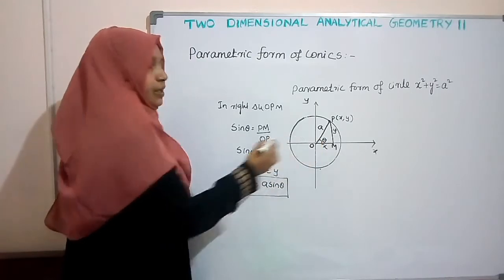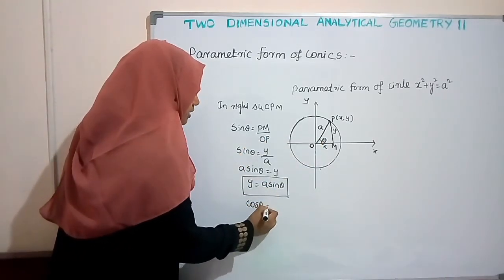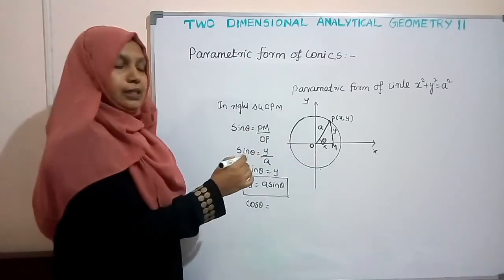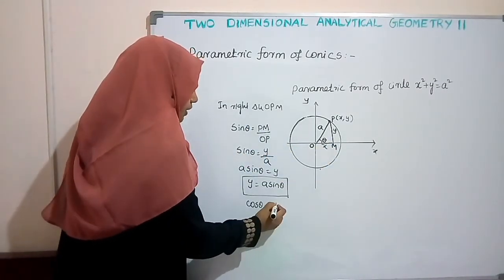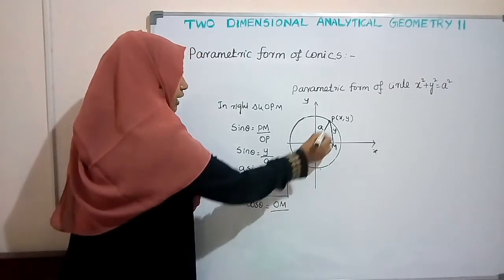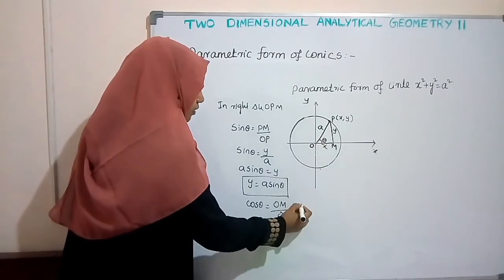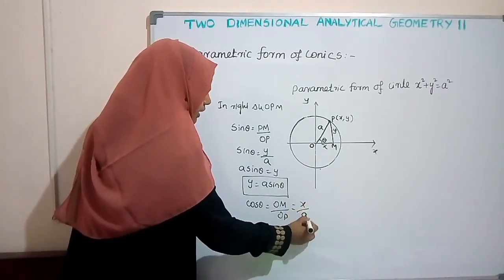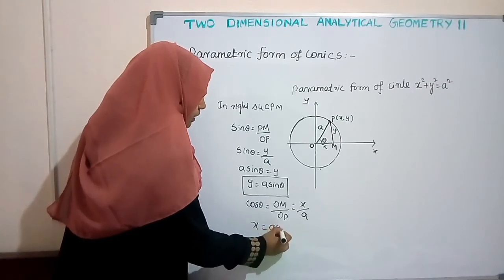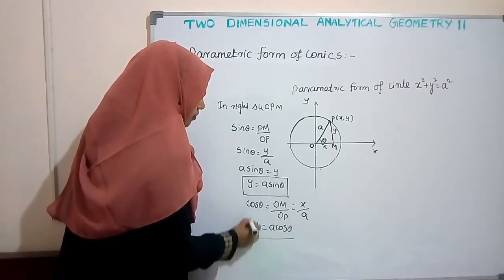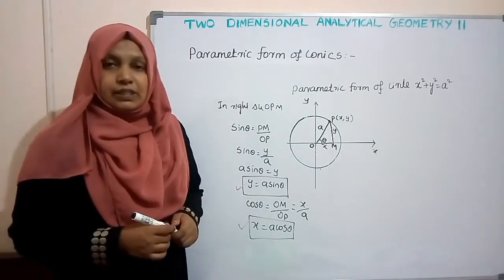Okay. Similarly, for x, how will you write? Consider cos theta. Cos theta means adjacent by hypotenuse. Which is the adjacent side? OM is the adjacent side. So we can write OM by hypotenuse OP, and it is x divided by A. Just do the cross multiplication. You will get x is equal to A cos theta. So these two are known as the parametric form of circle.